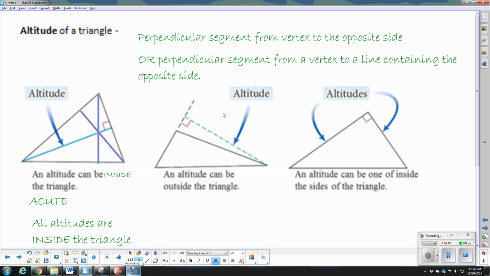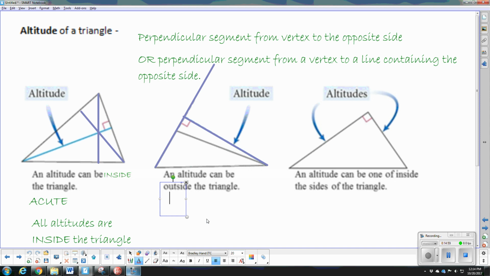Now the second one, this is an obtuse triangle. And so notice that this first altitude that they show you is not inside the triangle, but they had to extend this segment here. So this would be a line containing the side. If this were a line and it went on forever, it contains that side. And the altitude would be from this vertex perpendicular to the line containing that side.